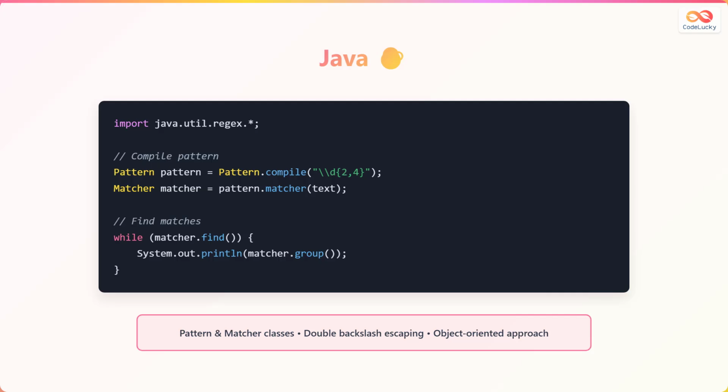Now let's consider Java. In Java, you use the Pattern and Matcher classes from the java.util.regex package. First, you compile a pattern using Pattern.compile, such as a pattern to match 2 to 4 digits, \d and then curly braces with 2,4 inside a string. Then create a matcher object using pattern.matcher with the text you want to search. To find matches, you use the matcher.find method in a while loop and can retrieve the match text using matcher.group. Java requires double backslash escaping for special characters in the regular expression patterns, and it follows an object-oriented approach.